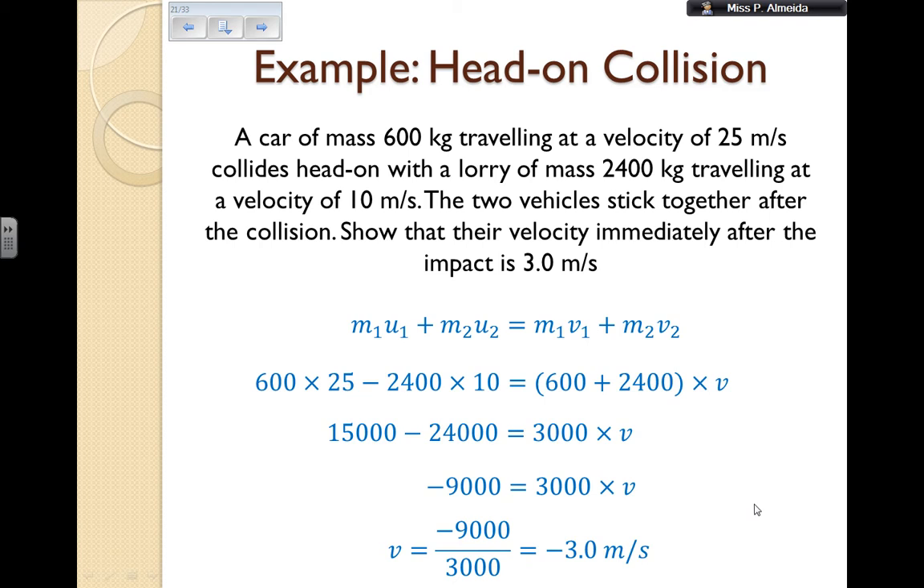So actually, when I say in the question, show that their velocity, I should say speeds, because I get a minus sign, okay? So the speed after the collision is 3. Because I have minus 3 meters per second, I'm saying that when they stick together, they carry on in the same direction as the lorry that had 2,400 kilograms of mass, and I know that because the velocity has the same sign as the velocity that I gave to that lorry, which was minus 10. So because my final result is minus 3, it means that I'm going in the same direction as the object that had a velocity of minus 10, which is the lorry, okay?